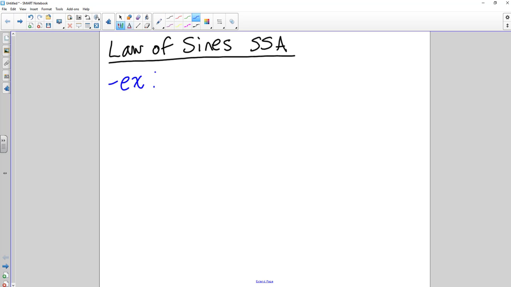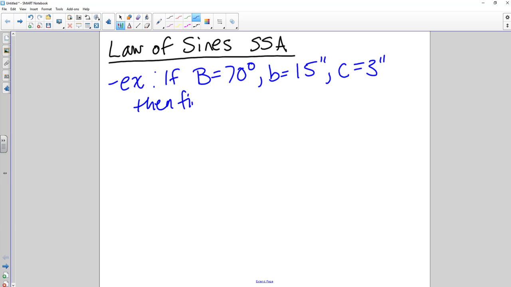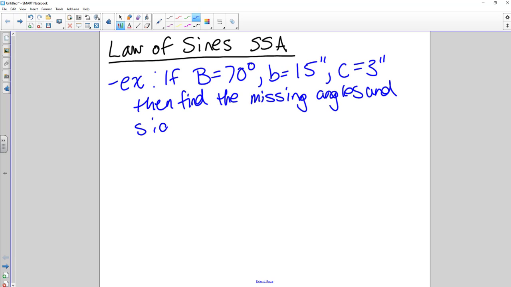If angle B is 70 degrees, side B is 15 inches, and side C is 3 inches, then find the missing angles and sides of this oblique triangle.